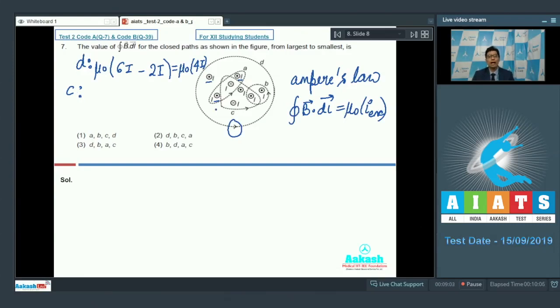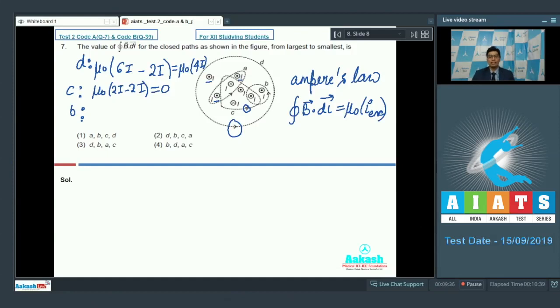Now again, path C is taken to be in the sense of anti-clockwise, and therefore the outward currents will be taken as positive, whereas the inward currents would be taken as negative. Herein the outward currents are 1 and 2, there are 2 in number, and the inward currents are also 2 in number. So the value of B dot dl will be equal to 2I minus 2I multiplied by mu naught, that will be equal to 0. Let us consider the next path to be B.